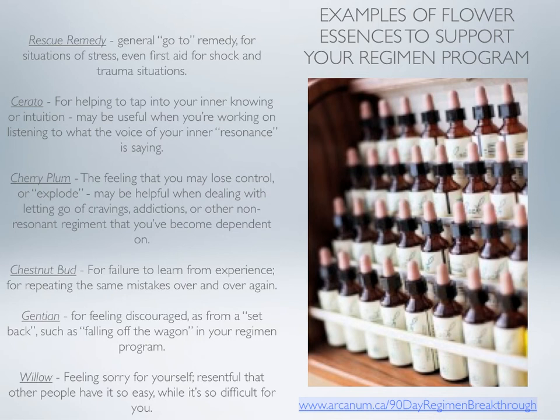Next essence is cherry plum, and actually that's one of the essences of the Rescue Remedy combination, but on its own, it has to do with the feeling that you may lose control or even explode. It may be helpful when dealing with letting go of cravings, addictions, or other non-resonant regimen that you've become dependent on. Next one is chestnut bud, and that's for failure to learn from experience, for repeating the same mistakes over and over again. The essence of gentian is for feeling discouraged as from a setback, such as falling off the wagon in your regimen program. And the last example I pulled out here is willow, and that's for feeling sorry for yourself or resentful that other people have it so easy while it's so difficult for you.